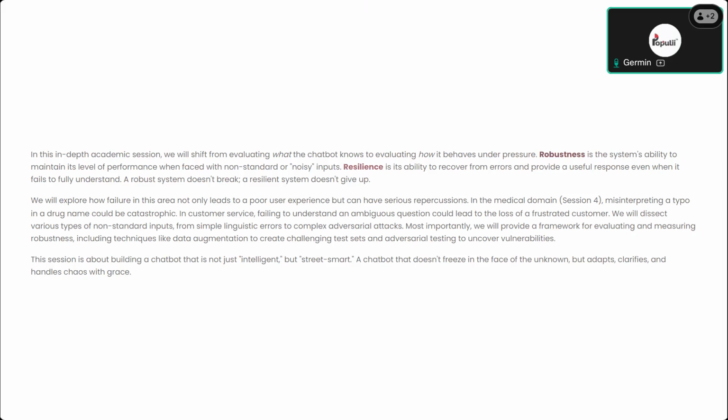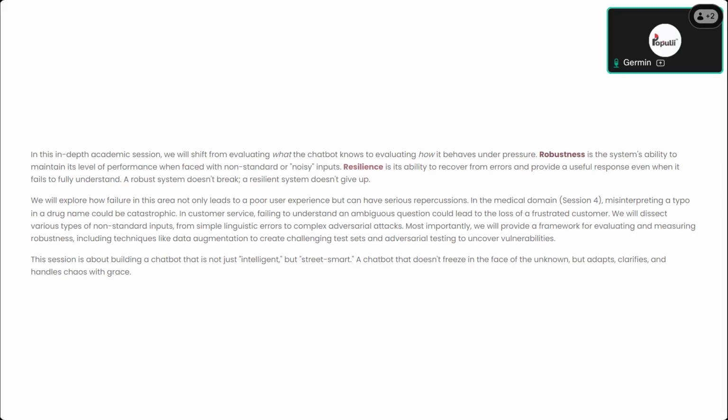Okay, so in this session, we will take a closer look at the different kinds of non-standard inputs, from simple spelling mistakes to mixed languages to even complex adversarial attacks, where people deliberately try to confuse or trick the chatbot. But more importantly, we will also introduce a framework for evaluating and measuring robustness. We will explore techniques like data augmentation, which helps create challenging and realistic test cases, and also adversarial testing, which exposes the system's weaknesses before real users do.